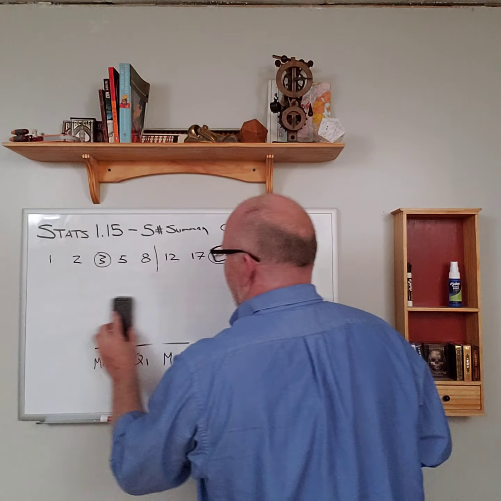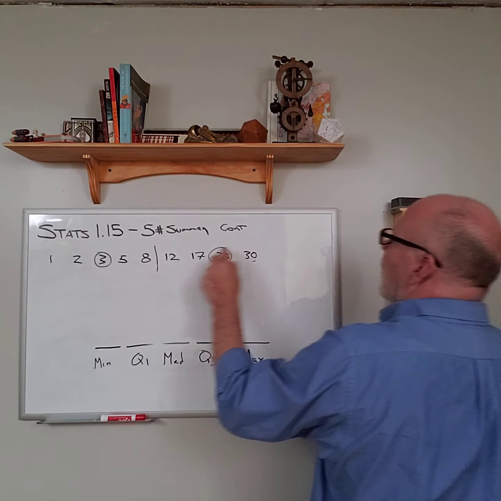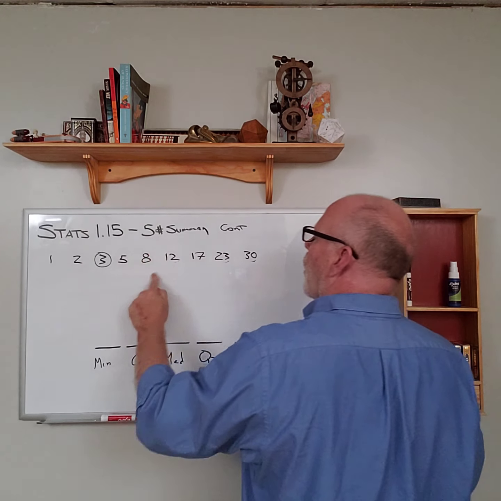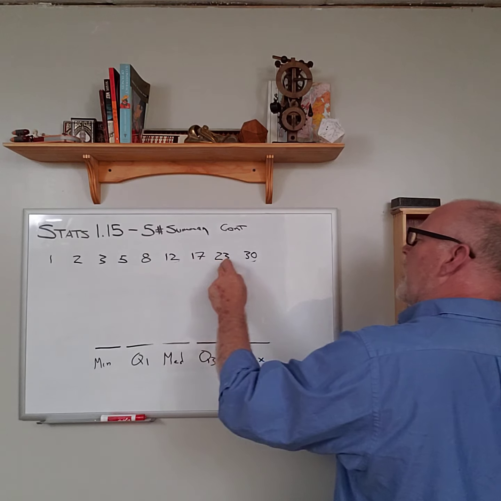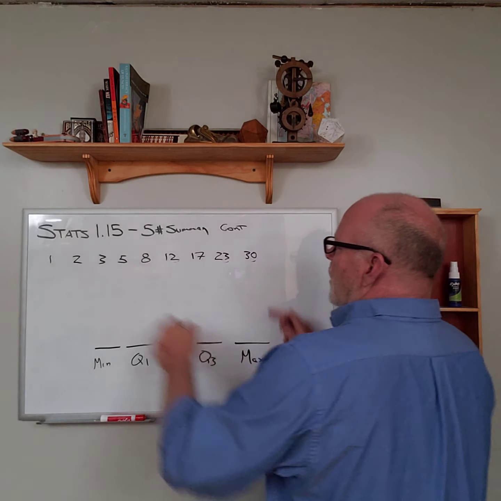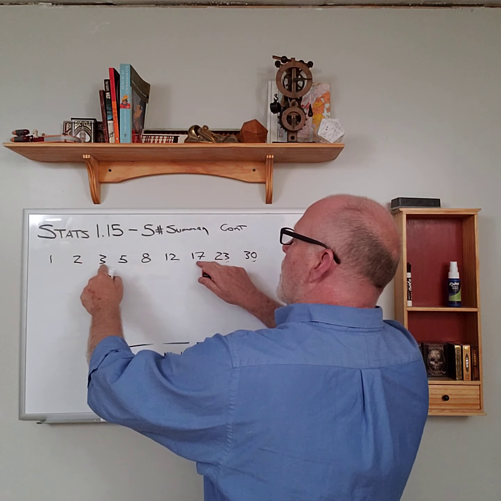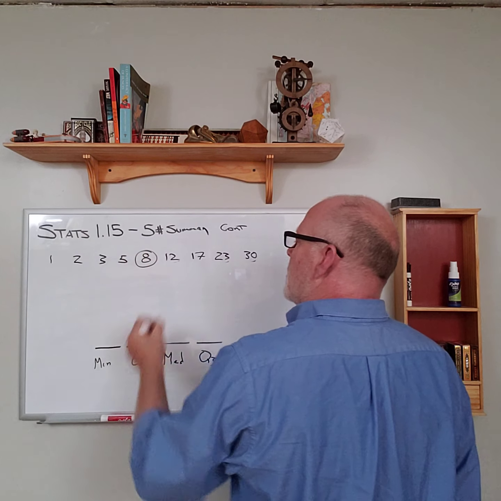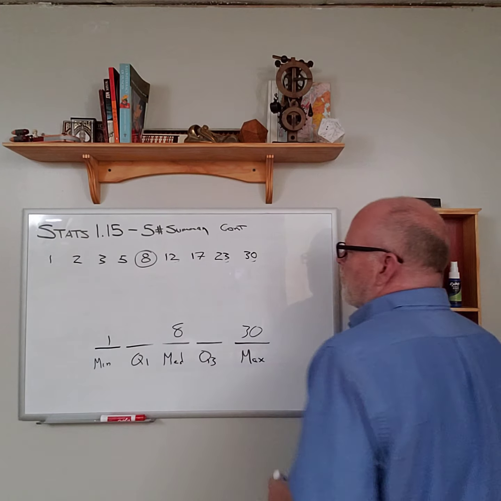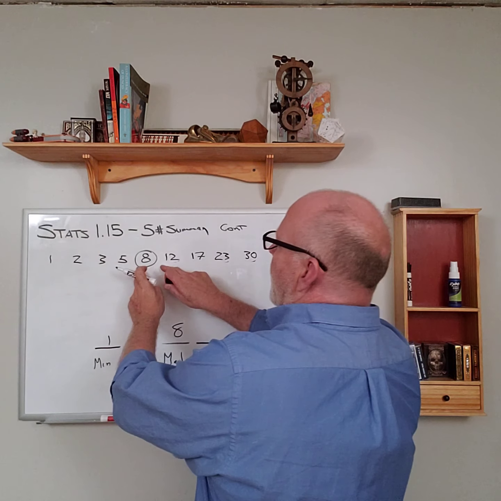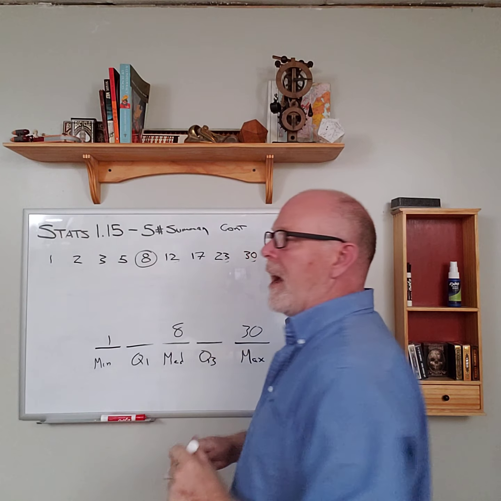Let's shrink it by 1 again. Now we got 1, 2, 3, 4, 5, 6, 7, 8, 9 data points. So we do have a middle one. Our middle one is 8. So we got 1, we got 30. Those are easy. Our middle one's 8. And remember, we don't count 8 in the lower half or the upper half.